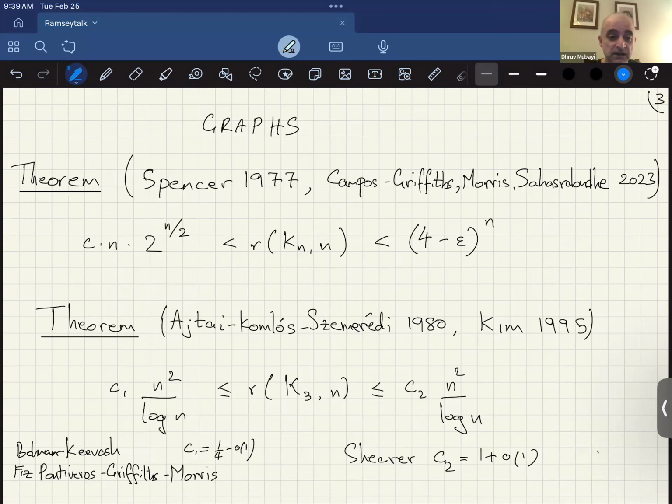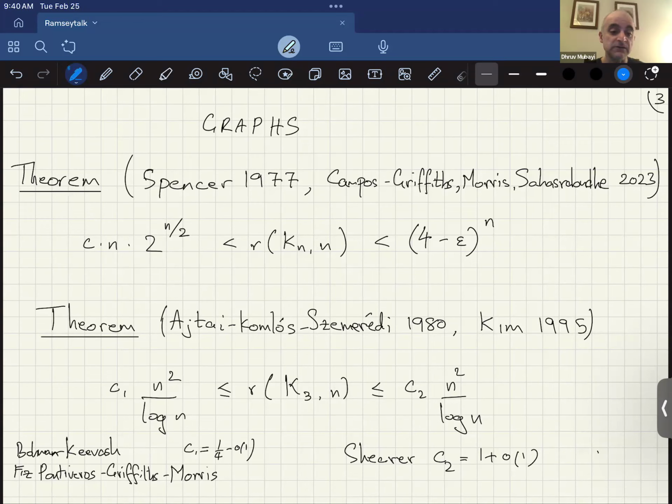And here there's a very famous problem, and there was a huge breakthrough a few years ago by Campos, Griffiths, Morris, and Sahasrabudhe, where they improved the exponential base from 4 to something slightly smaller. And from below, we have an exponential bound. The big open problem here is to figure out the base, whether it's 4, or whether it's square root of 2, or what it is between square root of 2 and 4. But the point that I want to make here is that these are exponential. So for graphs, diagonal Ramsey numbers are exponential.